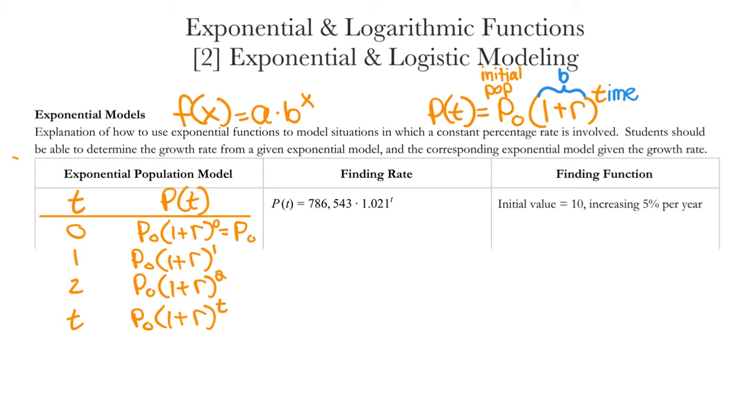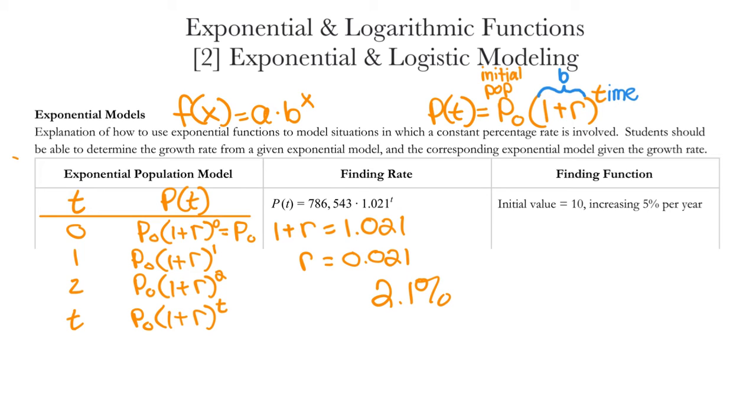What if we had the model and we wanted to find out what the rate was? Notice the second column. And notice how 1 plus r is combined into the number 1.021. So we have the initial value, 786,543, and our goal is to simply find the rate. So we'll set 1 plus r equal to 1.021 and solve for r. r is equal to 0.021, and if we multiply by 100, we'll get a percentage, which is 2.1%.